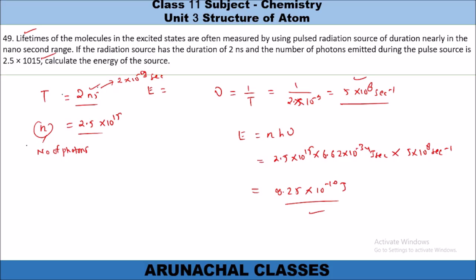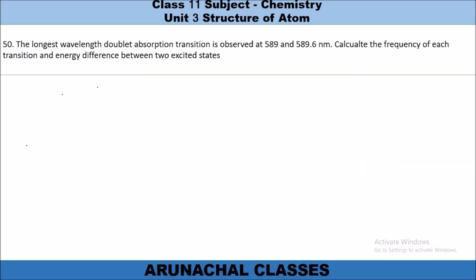Now let's have question number 50. In this question it is given the longest wavelength doublet absorption transition is observed at 589 nanometer and at 589.6 nanometer. Calculate the frequency of each transition and the energy difference, that is delta E, between the two excited states.